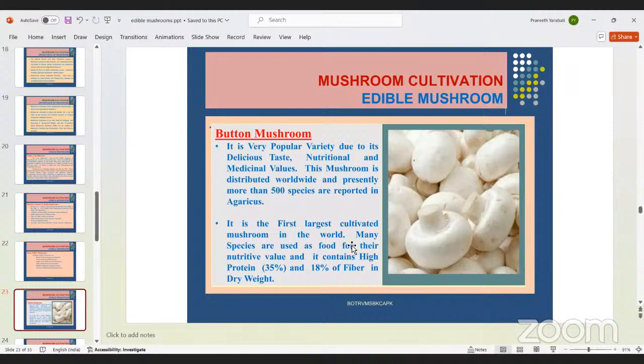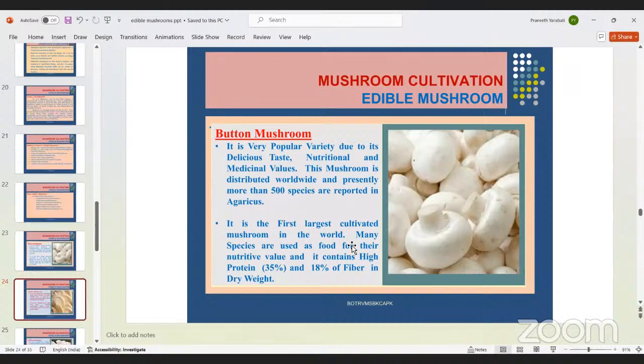And so it is the largest cultivated mushroom in the world. The first largest cultivated mushroom in the world. And here they contain 35% protein and 18% of the fiber content.